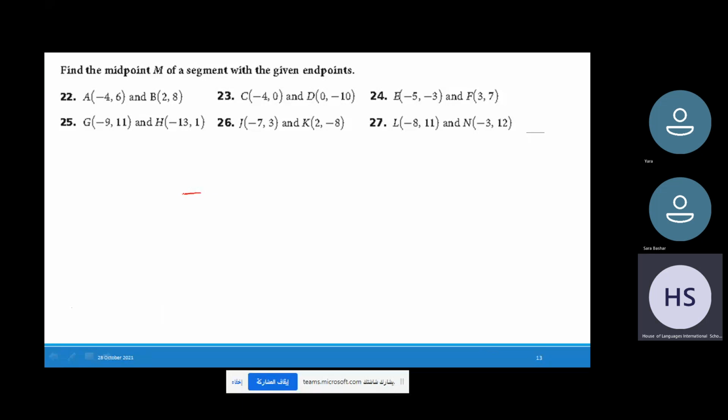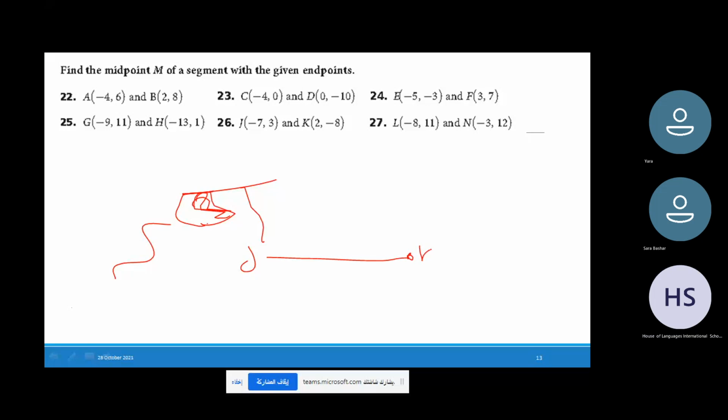Now, number 26. Okay, here we have point J, and we have point K. And for J and K, we have a midpoint M. Point J, its coordinate is (-7, 3). And point K is (2, -8). Okay? Now I want to find the midpoint.